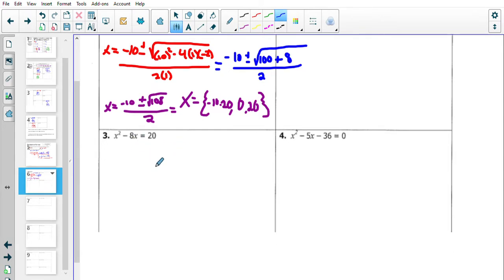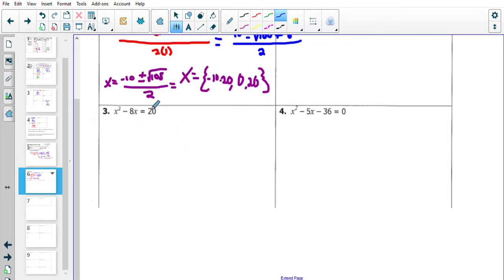All right, let's look at number 3. Now, number 3, do you see how it's not set equal to 0? We have to make that equal to 0. We have to subtract the 20 over onto both sides. So that gives us x squared minus 8x minus 20 is equal to 0. If we don't set it equal to 0, we have different values of a, b, and c. So then we get different solutions. So that means that a is 1, b is negative 8, and c is negative 20.